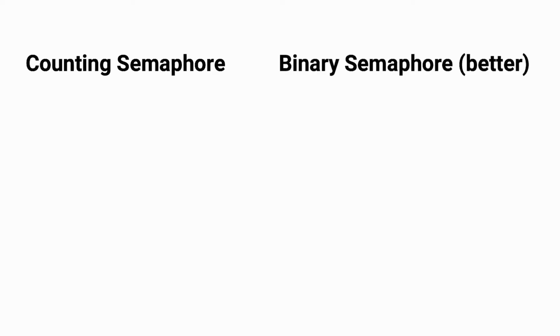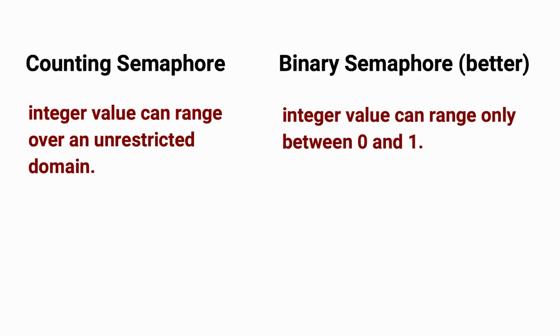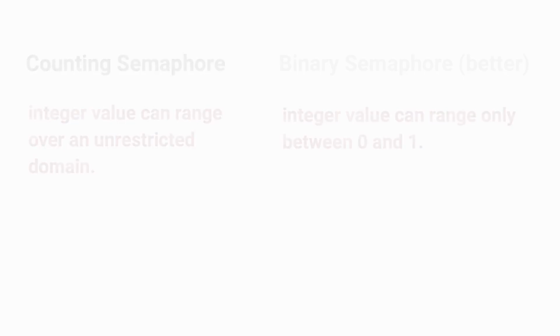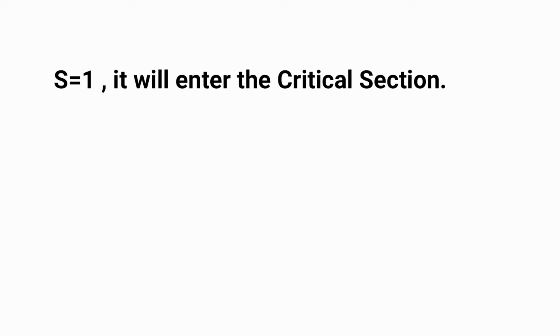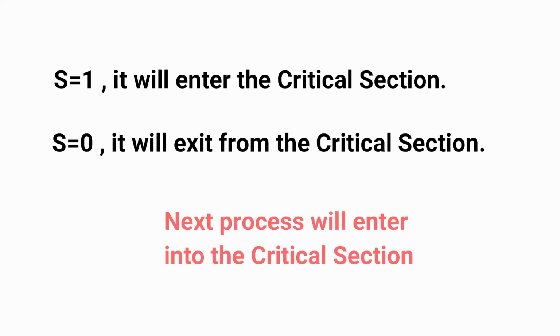There are two kinds of semaphore usage. The first one is counting semaphore, and the second one, which is the better one, is binary semaphore. For counting semaphore, the integer value can range over an unrestricted domain, and for binary semaphore, the integer value can only range between 0 and 1. When S is equal to 1, the process will enter the critical section. When S is equal to 0, the process will exit from the critical section. Then, the next process will enter the critical section.